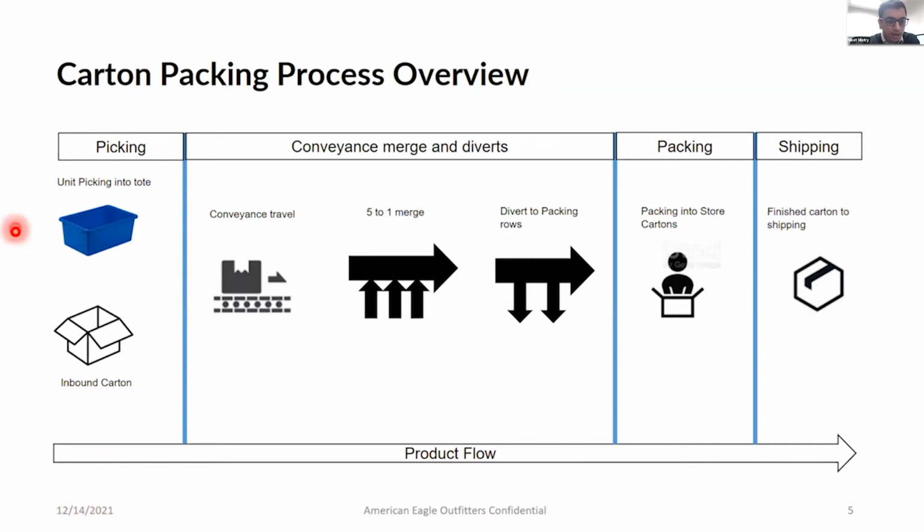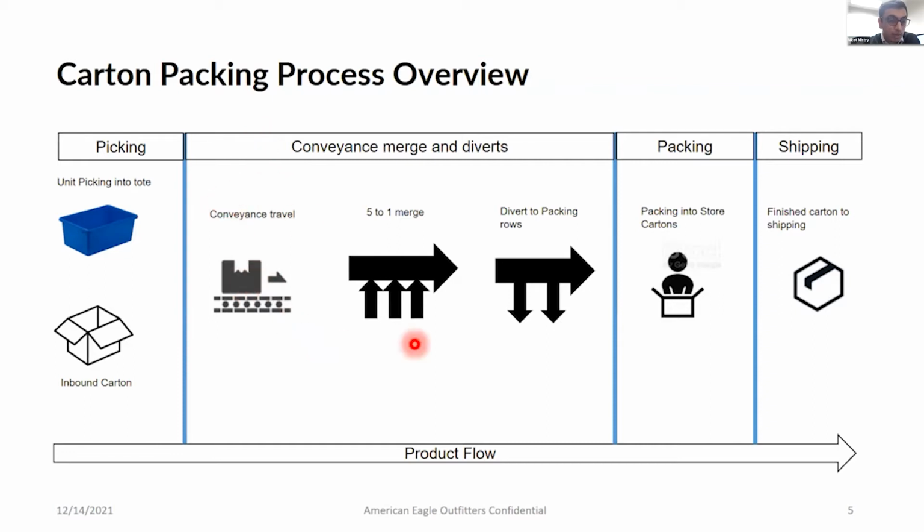I'm going to go through the overall high-level process of how it works in the distribution center. The first stage is picking. Units either get picked into a tote, and the tote goes to the carton packing operation area, or we send an entire carton of a specific SKU if all the units will be fully consumed in the area. One of these two travels on conveyance to the carton packing area.